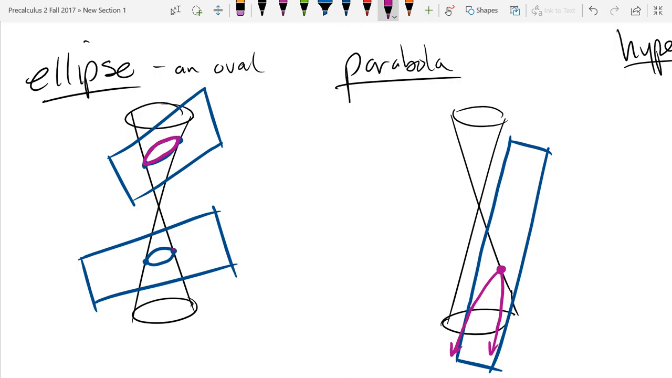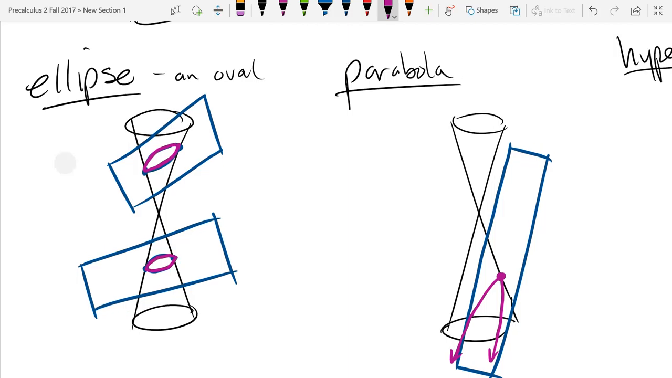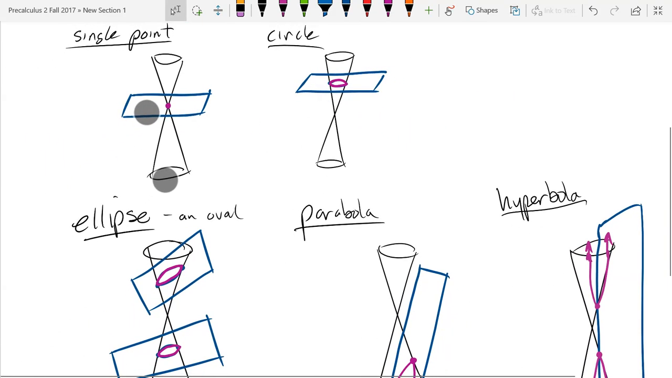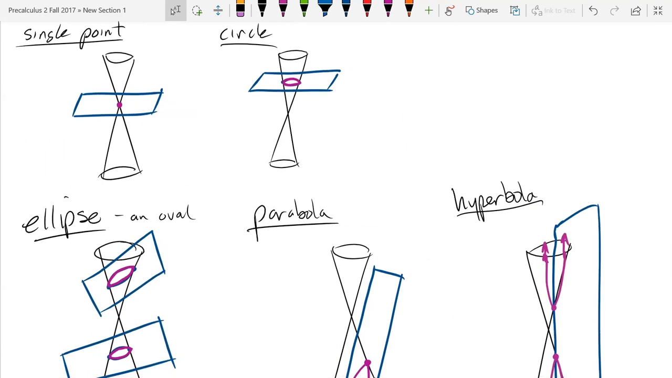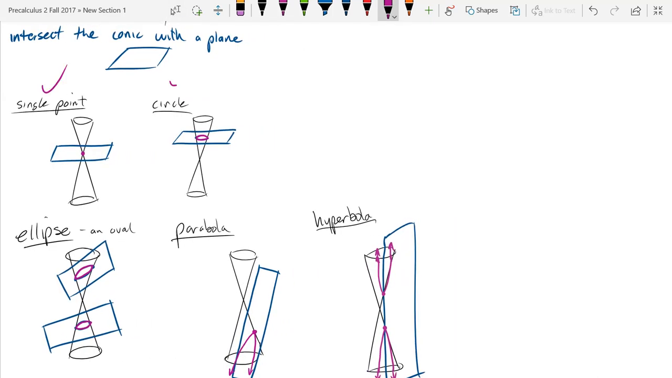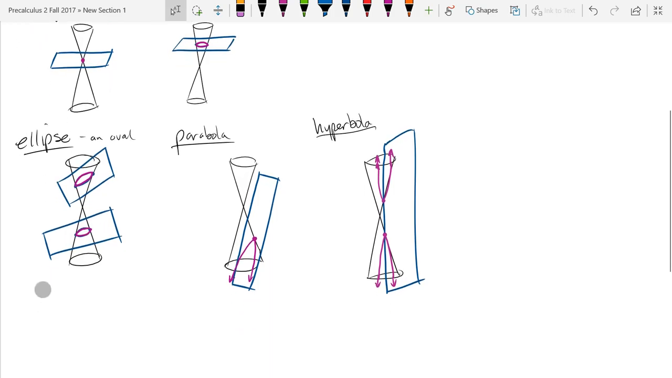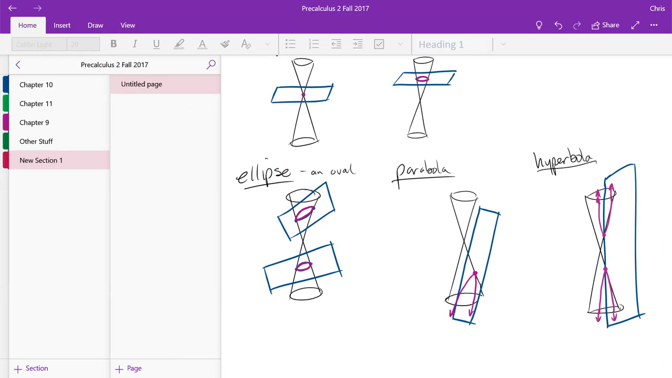There are other ways to generate these shapes, but this is one way to generate them. So we've looked at points, and we've looked at circles. So check, check. So we're going to look at the other three in this section, which are ellipses, parabolas, and hyperbolas. So we'll start on parabolas. We probably have the most experience with those.